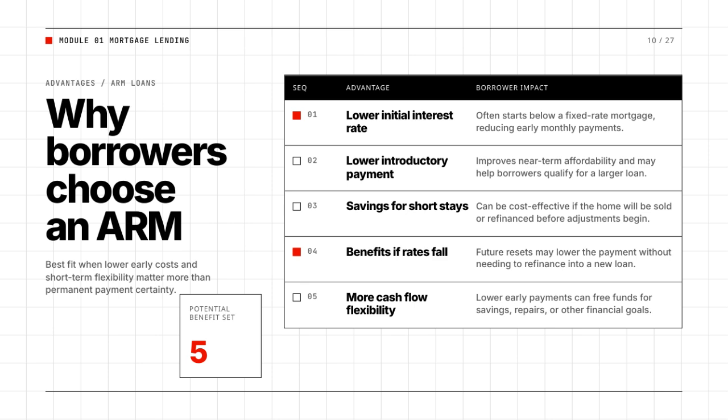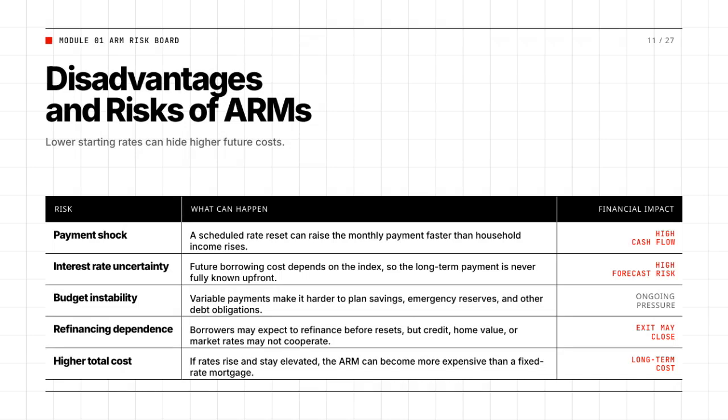Lastly, the lower early payments of an ARM offer more cash flow flexibility. That extra money can be used for building savings, making home repairs, or supporting other financial goals during those initial years. Overall, ARMs can be a smart choice for certain borrowers who value these specific advantages. Now, let's discuss some of the key disadvantages and risks associated with adjustable rate mortgages, or ARMs.